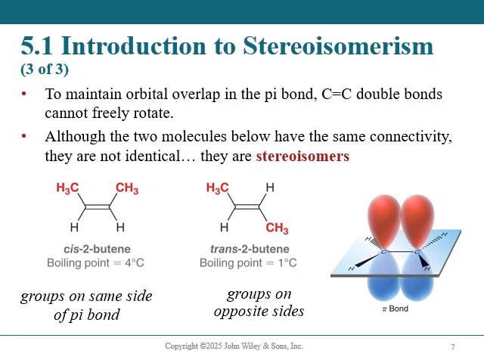To maintain orbital overlap in the pi bond, carbon-carbon double bonds cannot freely rotate. So in that case, when you put a substituent in one place, because this bond right here can't really rotate, then these methyl groups in this example, they're actually kind of stuck in there. So you have either the two methyl groups in one place or they're on opposite planes. When they're the same plane, just like on the previous example, they're going to be the cis, in this case 2-butene, right? 2 to distinguish where that double bond starts. So 1, 2, 3, 4. And then the trans-2-butene, 1, 2, 3, 4.